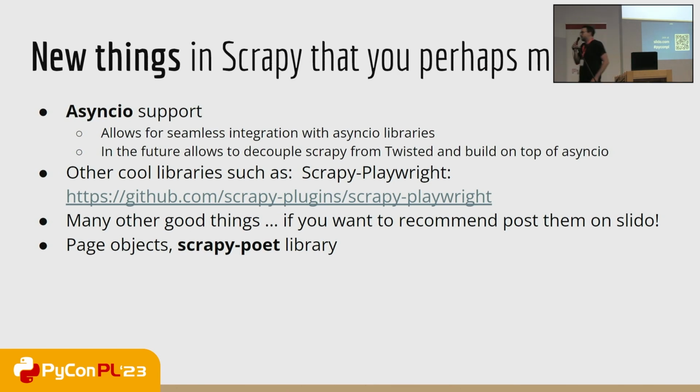So the talk is mostly about new things that are going on in Scrapy that maybe you missed and that I think are interesting to highlight. One of them is Async IO support. As you may know or may not know, Scrapy is based on Twisted, the Twisted networking library. And Twisted is also a very old project. It was launched in 2001.